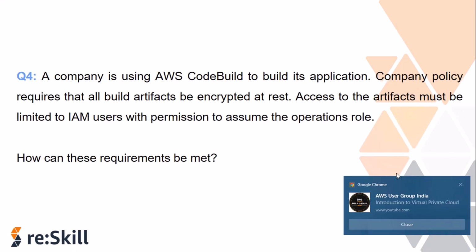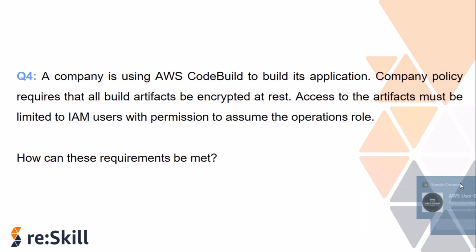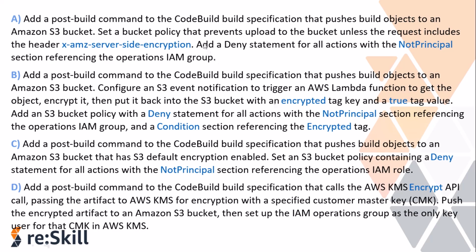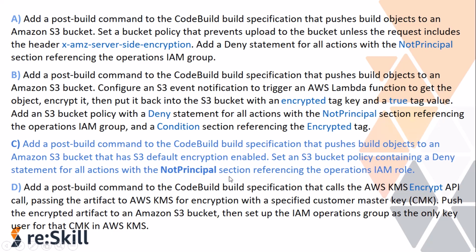Let's go back to the question. This is a permission that is to be assumed with the operations role and not with a group, whereas the first and second were saying it should be given to the group. So we can eliminate that. C option seems to be correct, and D option says use KMS, but KMS can encrypt only data up to 4 KB. That means the artifact can't be encrypted with the KMS. That's why C is a perfect option here.